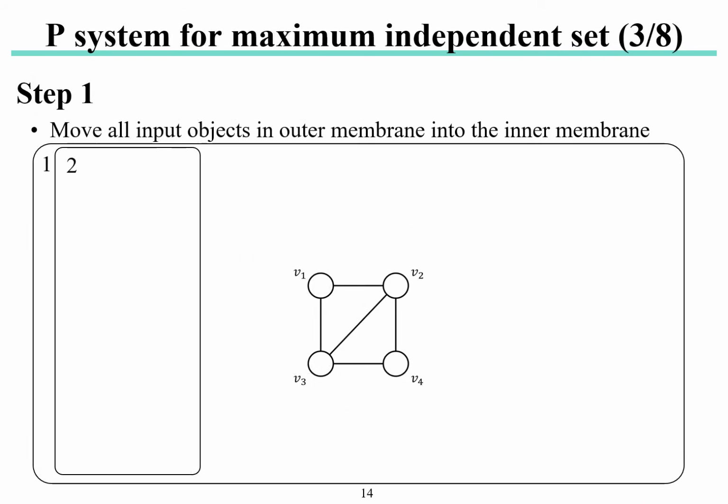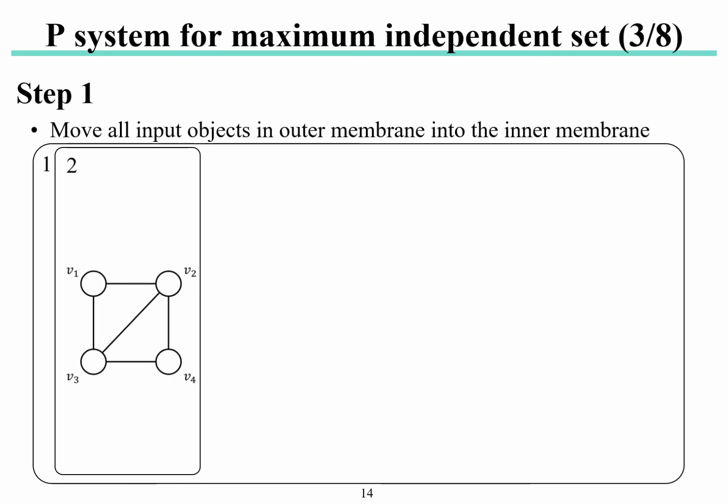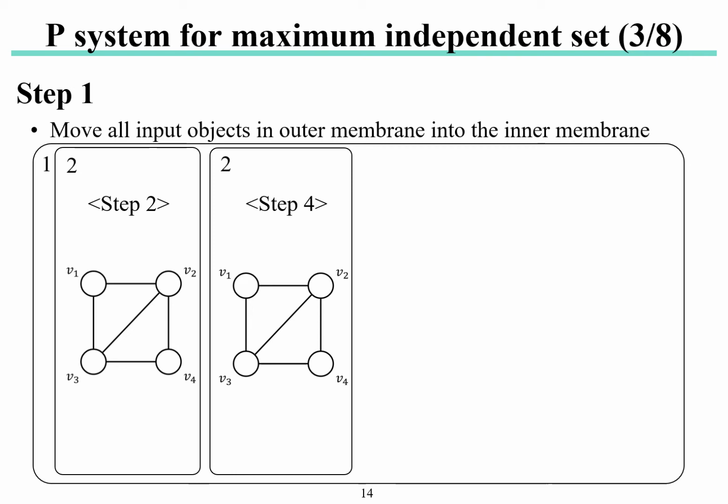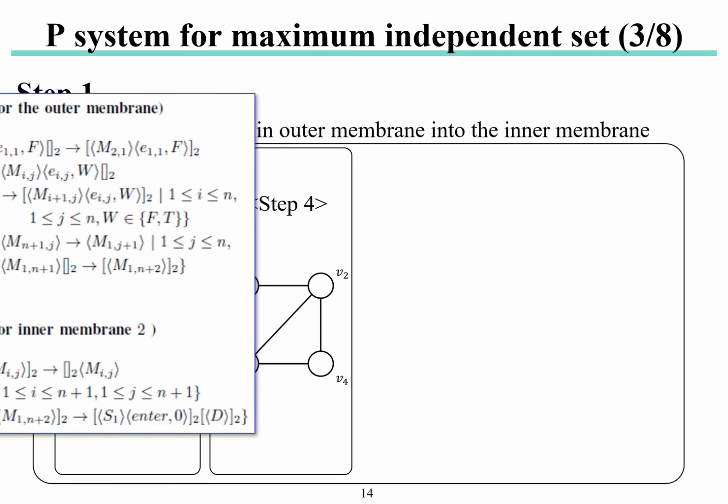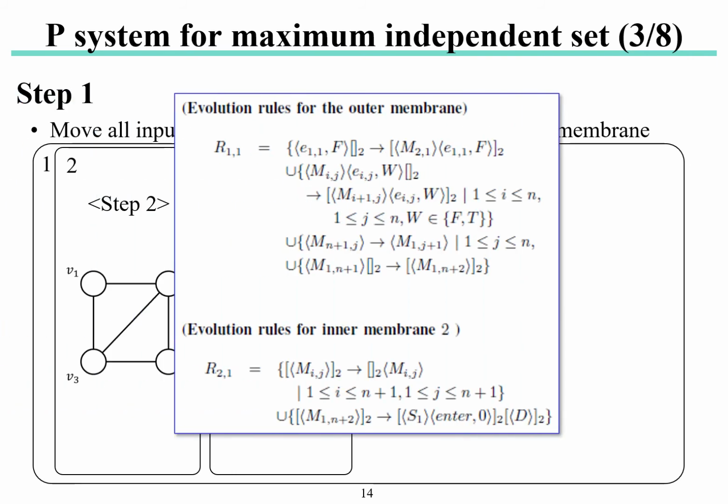In the first step, all input objects in the outer membrane are moved into the inner membrane. For example, the input graph is copied and moved from the outer membrane to the inner membrane, and the inner membrane is divided into two membranes. One membrane is used in step 2, and the other membrane is used in step 4. Step 1 is mainly executed using these evolution rules.